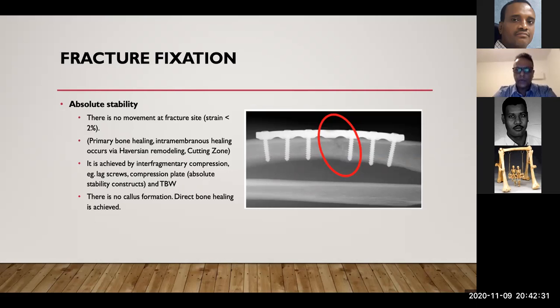And this will lead to primary bone healing, or intramembranous healing, which occurs via Haversian remodeling and cutting zones. It's achieved by interfragmentary compression, and this can be achieved either by lag screw, compression plate in an absolute stability construct, or tension band wiring. In this type of healing, there will not be any callus formation, and we achieve direct bone healing.